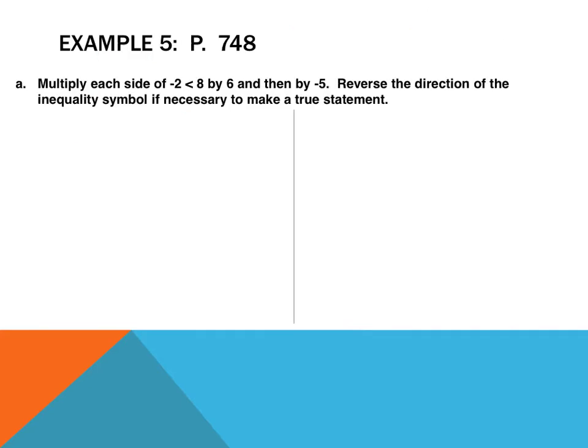Okay, for example 5, it says multiply each side of negative 2 is less than 8 by 6, and then by negative 5. So we're going to start with the inequality negative 2 is less than 8. That's a true statement. Now we're going to multiply both sides by 6. Negative 2 times 6 is negative 12. 8 times 6 is 48. Negative 12 is less than 48. That's still true.